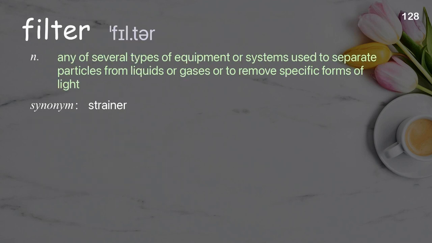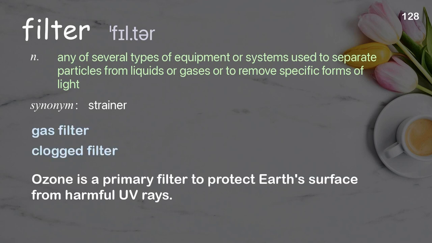Filter: any of several types of equipment or systems used to separate particles from liquids or gases, or to remove specific forms of light. Examples: gas filter, clogged filter. Ozone is a primary filter to protect Earth's surface from harmful UV rays.